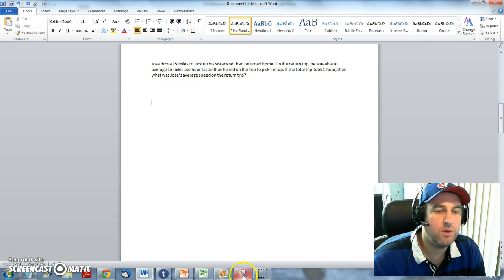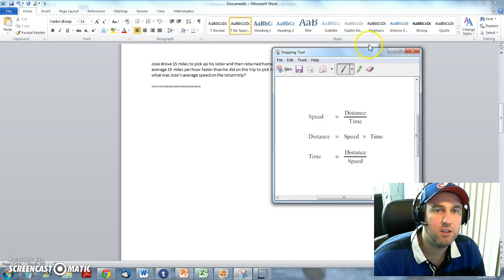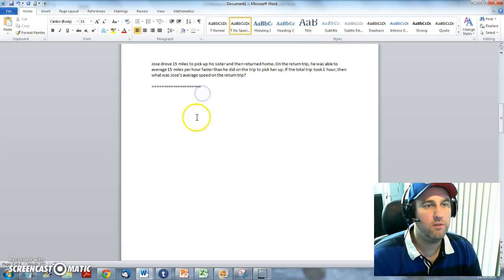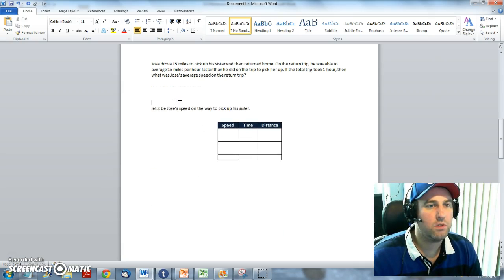But there's three formulas really to know here, and I'm just taking a screenshot of a formula here. Speed equals distance over time, distance equals speed times time, or time equals distance over speed. Okay, so I've already set this up here.